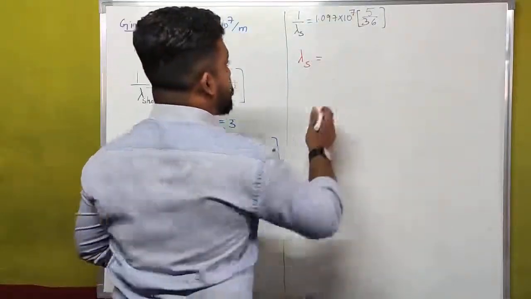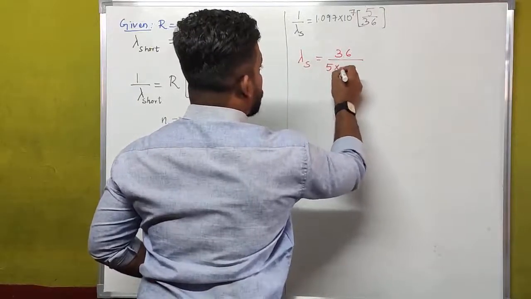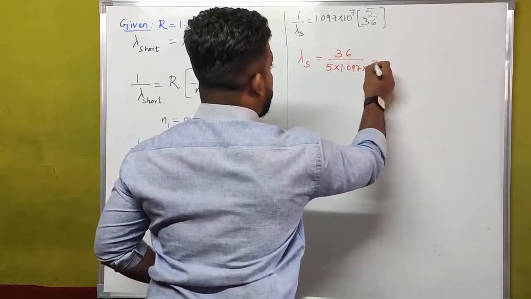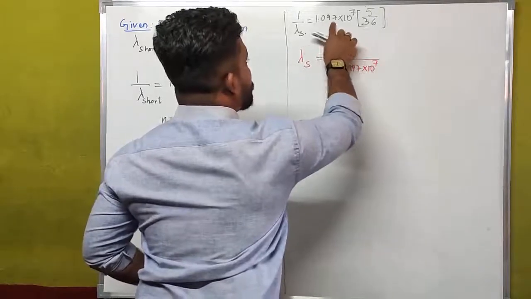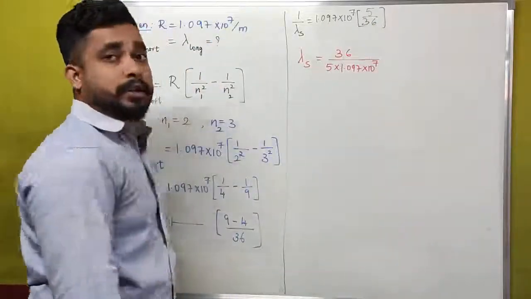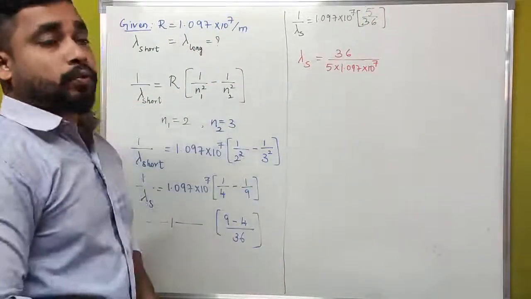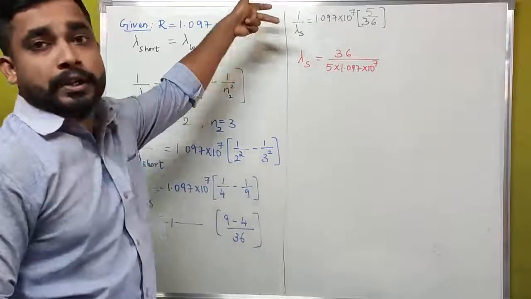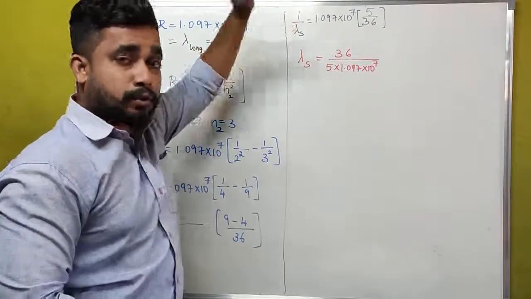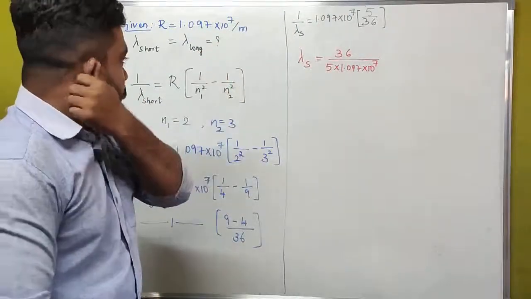Then what it will become here is 36 divided by 5 into 1.097 into 10 to the power of plus 7. Here 1.097 and 5 are in the numerator, they have to shift to the denominator, and the denominator 36 has to go to the numerator. If we do this on the left side, we have to do that on the right side also. It is applicable for both left and right sides.